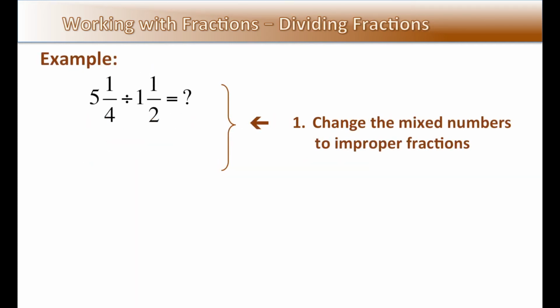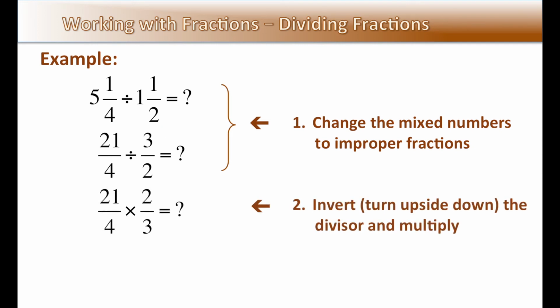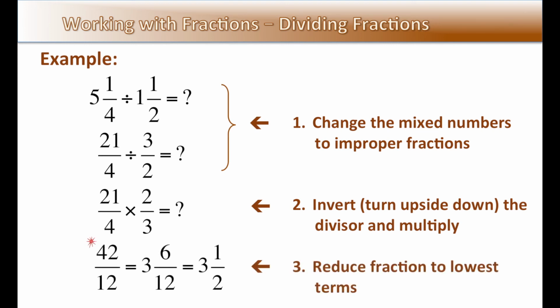In this example, 5 1/4 divided by 1 1/2. First, convert the mixed numbers to improper fractions. So, 5 times 4 equals 20, plus 1 equals 21/4, and 1 times 2 plus 1 equals 3/2. Now, invert the 3/2 to 2/3 and multiply both the numerator and the denominator, giving you an answer of 42/12, and this is reduced to 3 1/2.